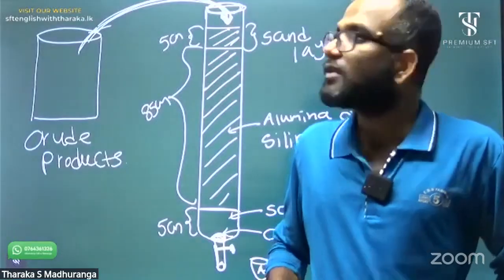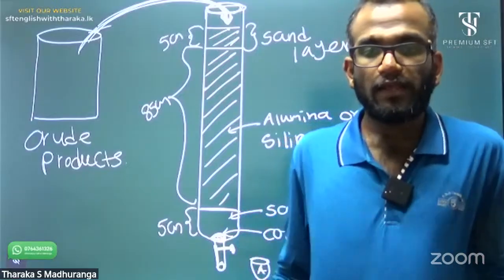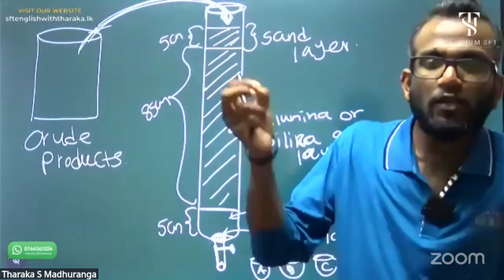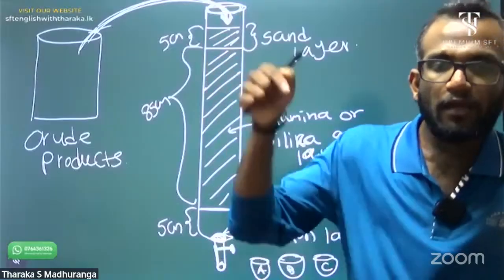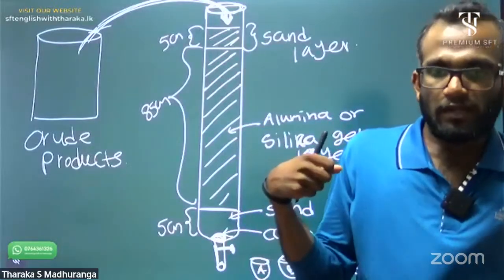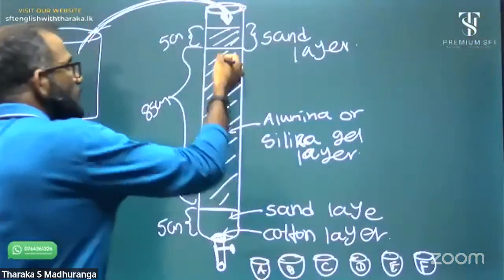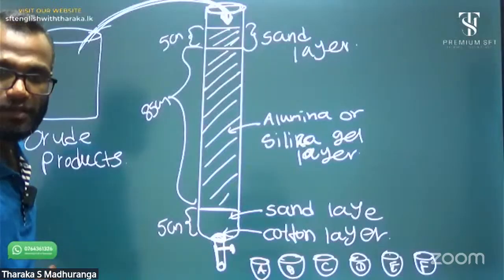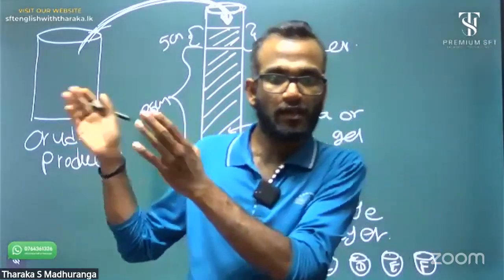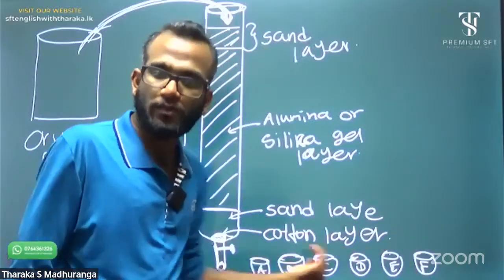Remember, when the compounds in this solution travel through the gel layer, they separate according to the density, according to the weight. That means high density particles come quickly, and low density particles travel very slowly through the sand layers and gel layers. Then we can separate into different solutions. The crude product, according to the weight of the compound, I have separated into 6 solutions now.